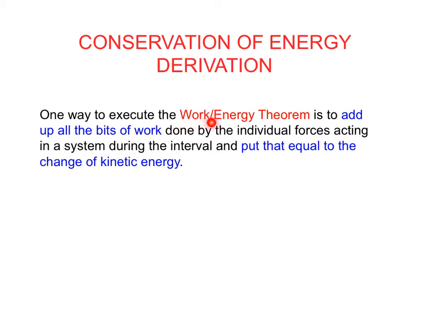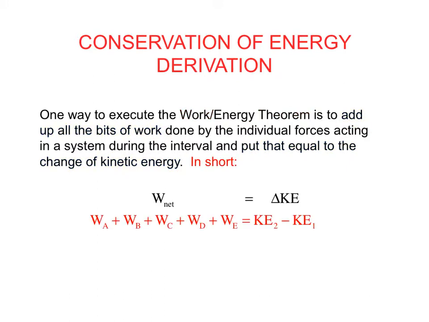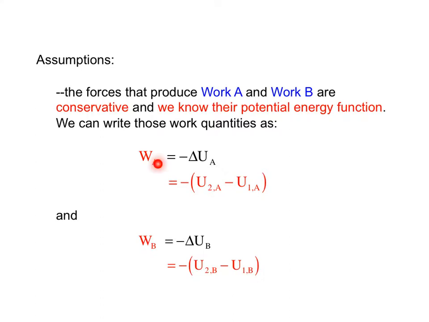We want to begin with the work energy theorem and note that the work net part of that relationship can be determined by figuring out how much work each of the individual forces does and then just adding those quantities up. So I'm going to assume that I've got 5 forces that are acting to change the kinetic energy of the system. I'm going to let force A and force B be conservative, and I'm going to assume we know their potential energy functions. What that means is if we want to know how much work A does, all we have to do is take minus the change in the potential energy function associated with A over the interval.